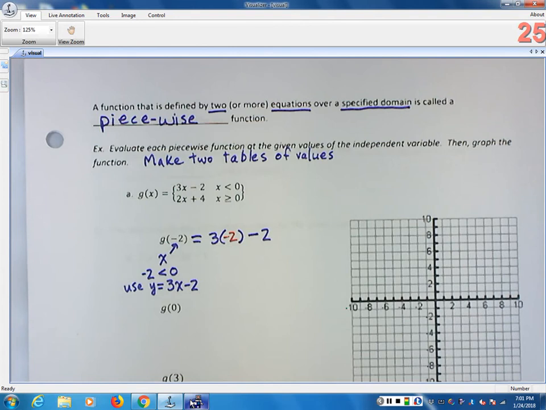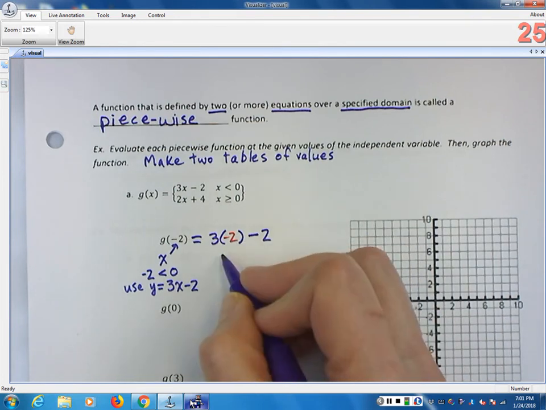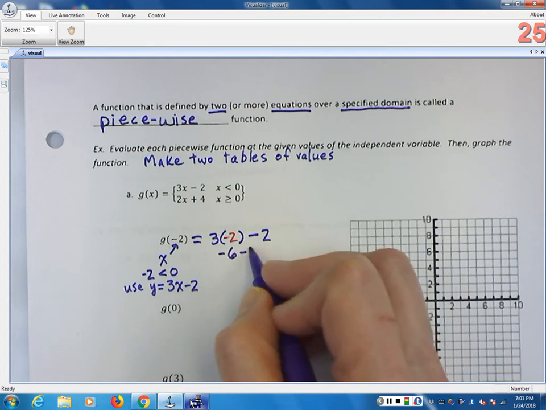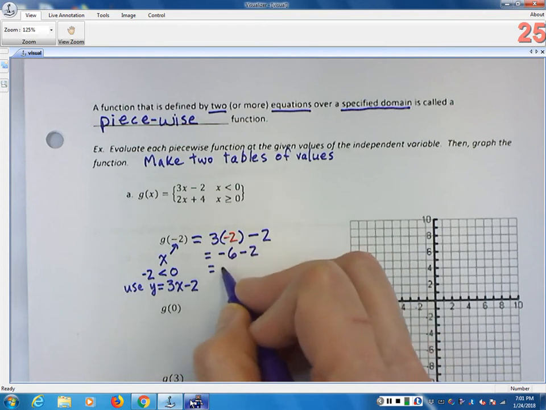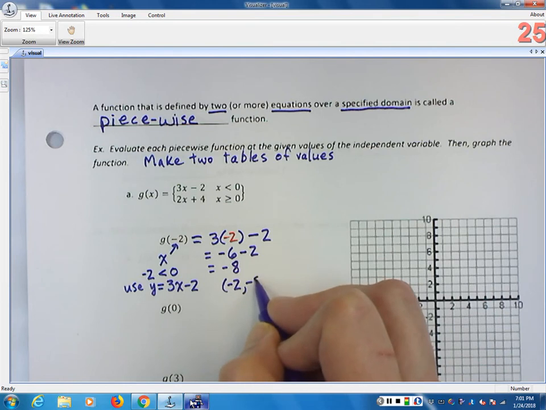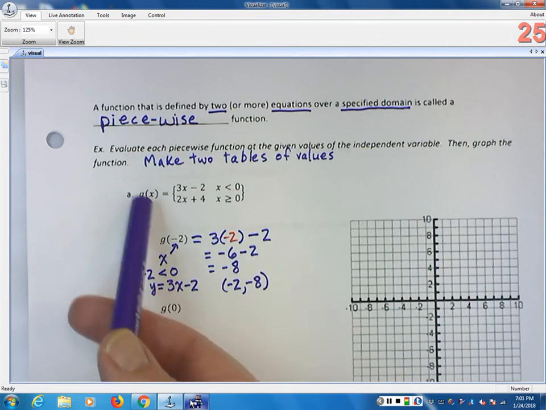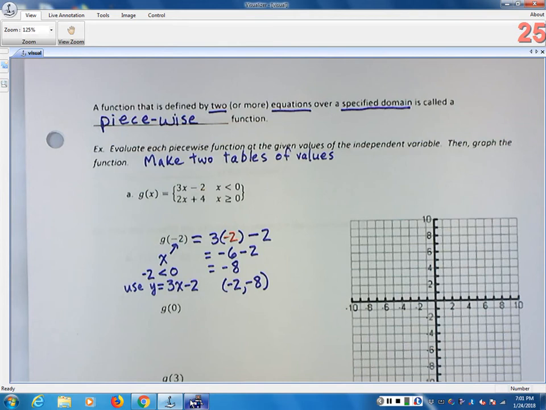And then I do the math, and you can check with your calculator. 3 times negative 2 is negative 6, minus 2 is negative 8. So the point negative 2, negative 8 is on this graph. And you know, on your test, I might have a problem where you just have to find the function at some point and use the right one. And then I'll probably have one where you have to graph it too.